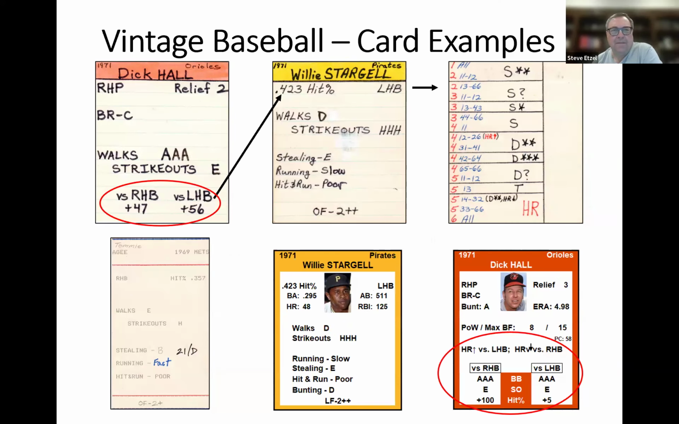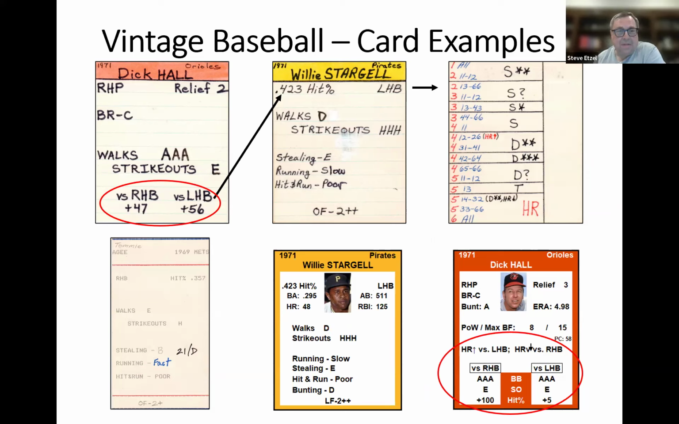So if you look in the upper left, you see a sample of the original pitcher card and batter card. Pitchers and batters both had a walk rating and a strikeout rating, and AAA was the best and triple H was the worst. So here you had Dick Hall, who hardly ever walked anybody, and here you have Willie Stargell, who struck out a lot.